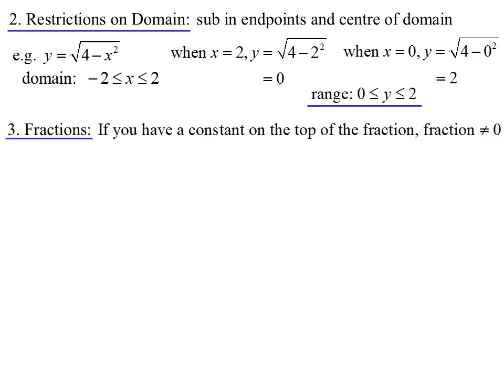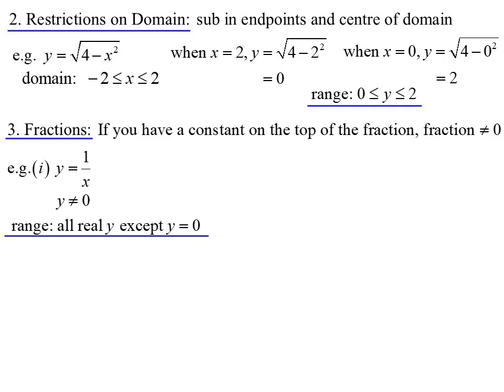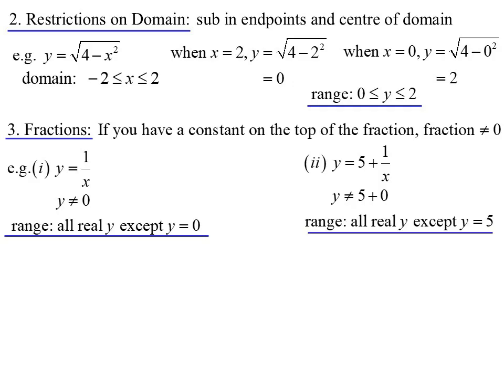Fractions, okay, they cause problems too when it comes to range. Because what do I know? If I've got a fraction where it's just a constant number on the top of the fraction, then it would be impossible for that fraction to equal 0. You can't divide a constant by a number and get the answer 0. Again, we don't know what is that shape? Okay, this fraction can't equal 0. Therefore, y can't equal 0, so my range is all real y except y equals 0. 5 plus 1 on x then, same idea. Well, now I know I can't get the answer of 5 plus 0. Therefore, the range all real y except y equals 5.